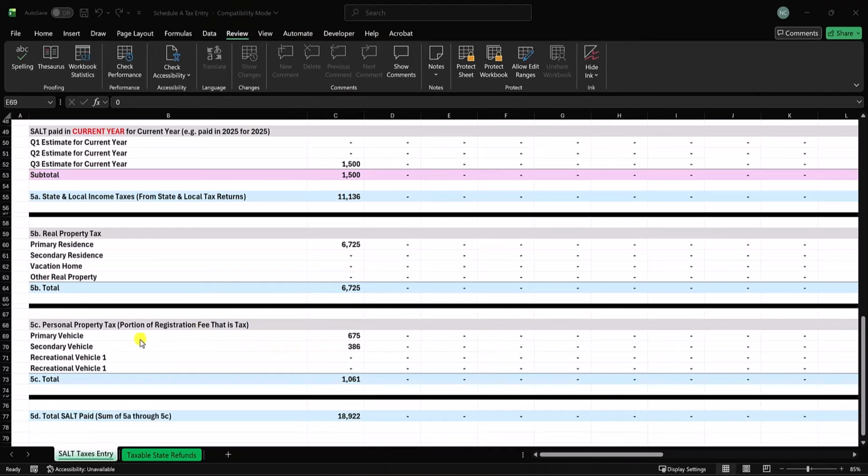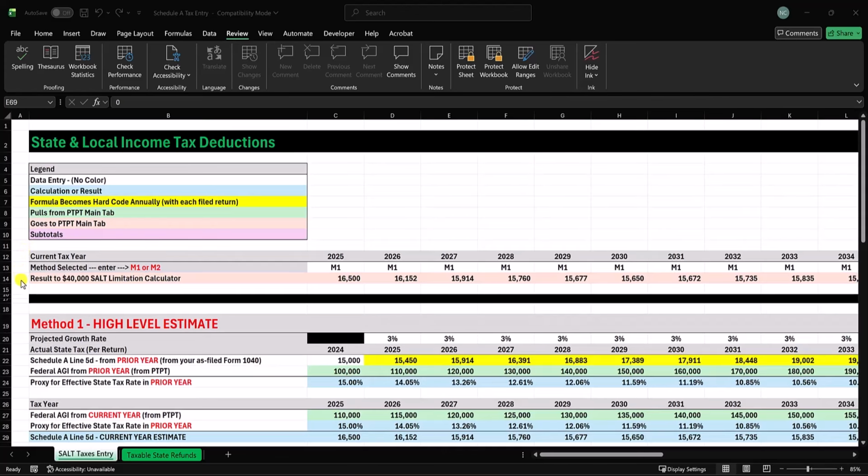Okay, so for purposes of this section, we will assume that's all that applies. We don't have any recreational vehicles, and so the grand total is $1,061. And then when we go down here to the final grand total of all the state and local taxes paid in the current year, we're going to add together this item, which is all of the state and local income taxes. Then we're going to add in this item, which is all of the real property taxes. And then we're going to add this item, which is all of the personal property taxes, for a grand total in this example of $18,922.